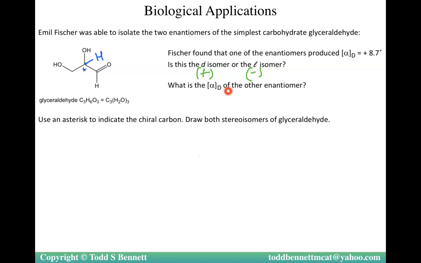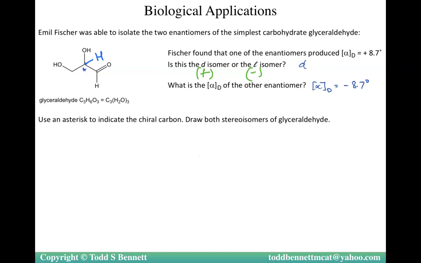What is the alpha D for the other enantiomer? Well, again, enantiomers have the same physical properties. When you look in the mirror, you see somebody who has the same boiling point and melting point, but somebody who rotates light the opposite way. So if it's positive 8.7 for one enantiomer, then the other one, which in that case would be the l enantiomer, would have a negative 8.7. So it's always the opposite. Enantiomers always rotate light in the opposite direction of one another, same magnitude.